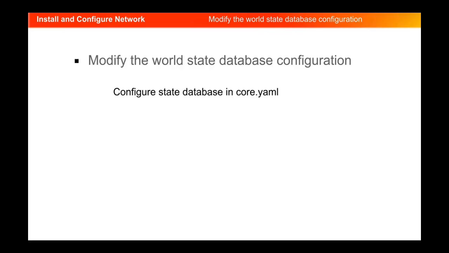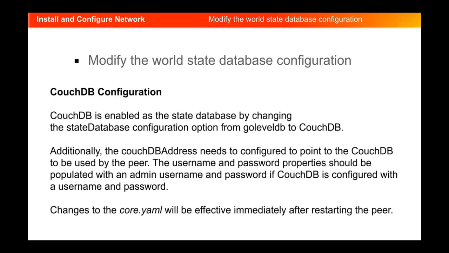how we are going to set these details of the world state database in core.yaml. CouchDB is enabled as the state database by changing the state database configuration option from GoLevelDB to CouchDB. This means that the state database configuration by default will be pointing to GoLevelDB, so that has to be changed to CouchDB for rich queries.